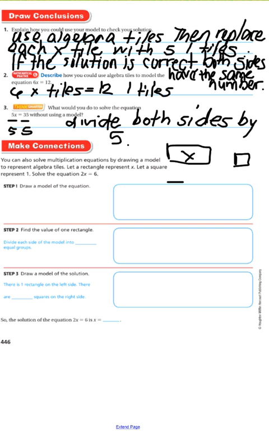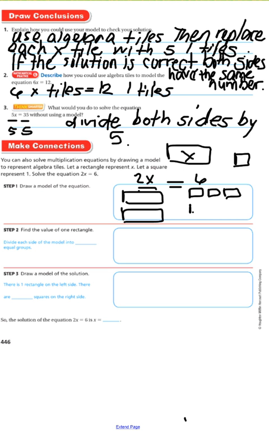So let's start off with putting an equal sign. So that will show us the middle of the equation. We're going to have 2x on this side and 6 on this side. So for 2x, we need 2 big rectangles. Each of those equals x. Then we need 6 smaller 1 tiles. Okay?